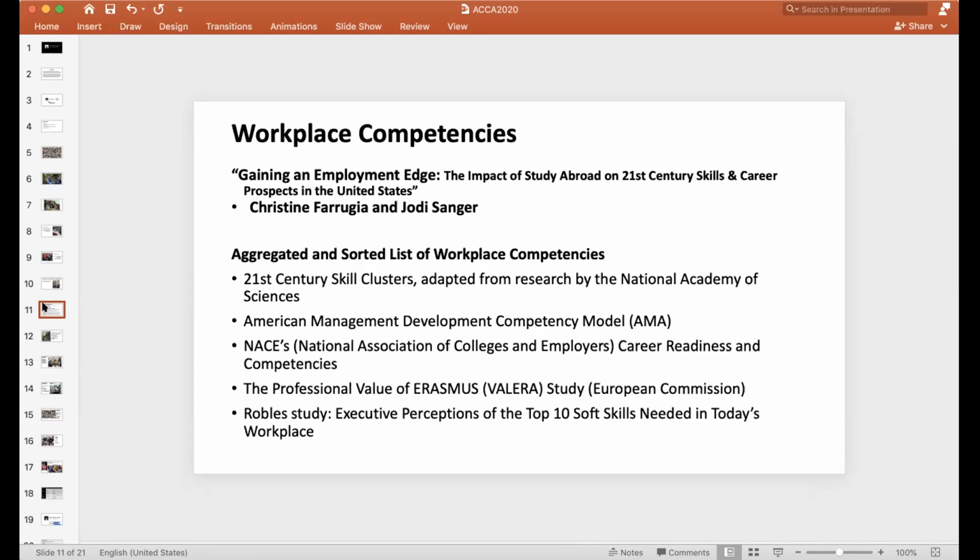But what this study did very nicely was aggregate a bunch of different surveys and government-issued reports on competencies that employers seek, and then sort it really nicely according to the National Academy of Sciences skills cluster. I think it represents really well what employers seek, and it makes it manageable by sorting it into areas.